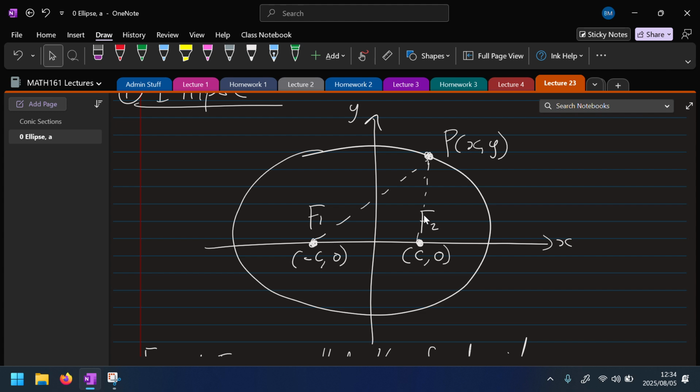So F1 and F2 will be fixed, depending on the problem, that will be given to you. Now, the distance from F1 to P and P to F2, that is also fixed. That length is fixed, and that will be given to you. It'll be like 16 centimeters or something like that. So what you do is you take a piece of string that is 16 centimeters long. One end you fix at F1. The other end you fix at F2.